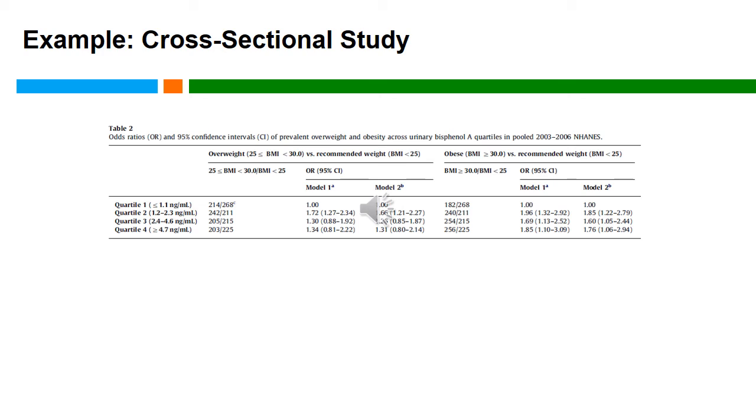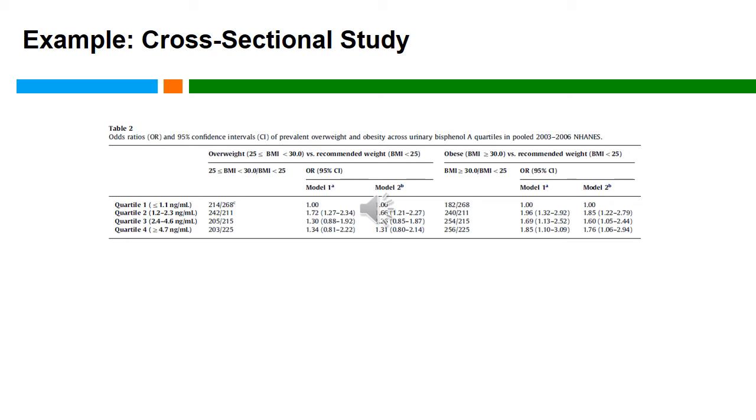And here are the results of that cross-sectional study. What the authors have done is categorize BPA exposure by quartiles, so quartiles 1, 2, 3, and 4 corresponding to increasing concentrations of BPA in urine, and doing the analysis comparing overweight versus being the recommended weight and being obese versus the recommended weight, so the left and the right side of this table.